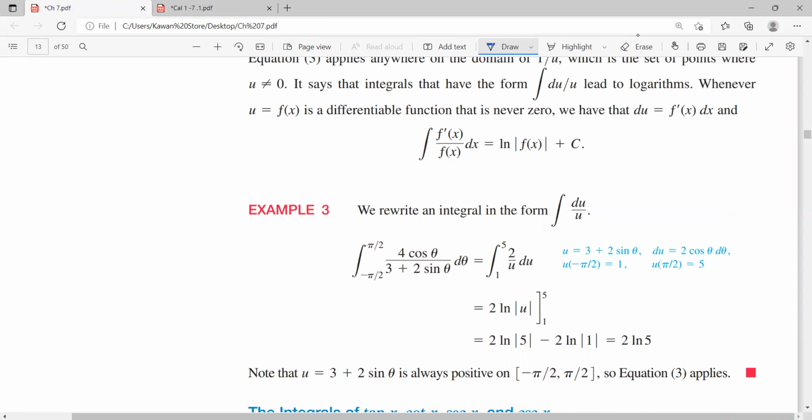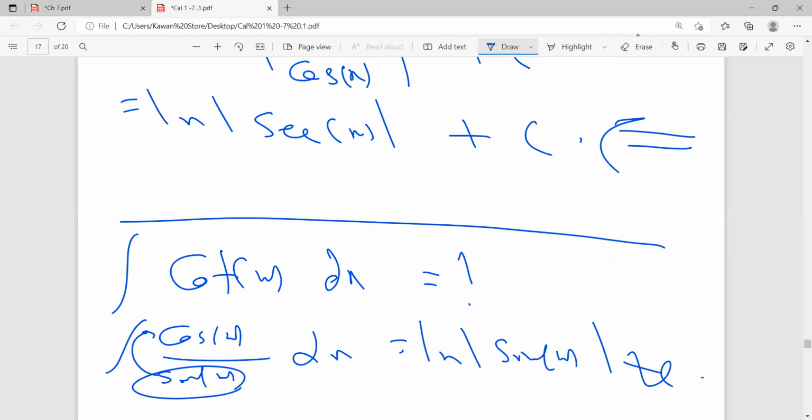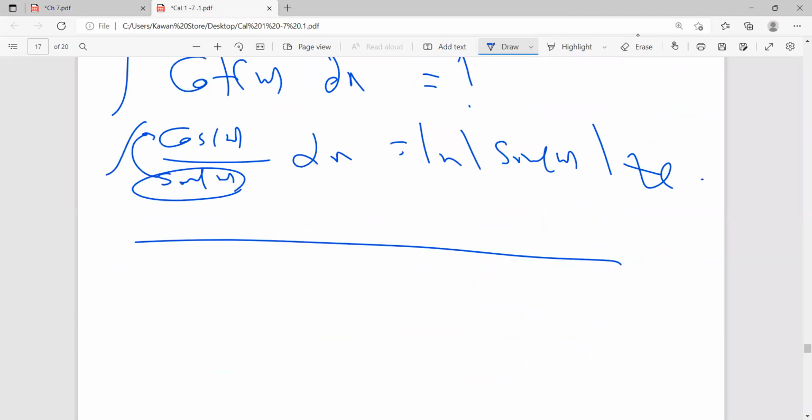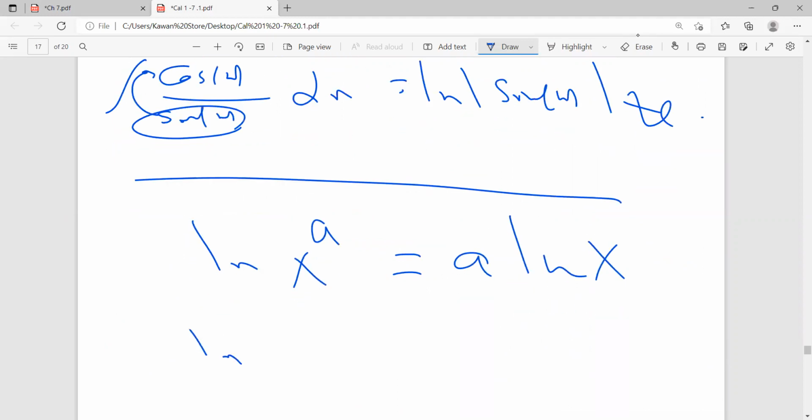Yes. We have this rule: ln of x to the power a will be a ln of x. Am I right? So I have ln of sine. You got it? Good. Instead of a, we have -1. Thank you.